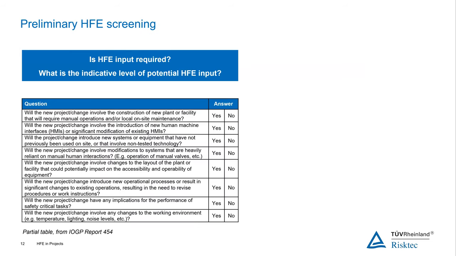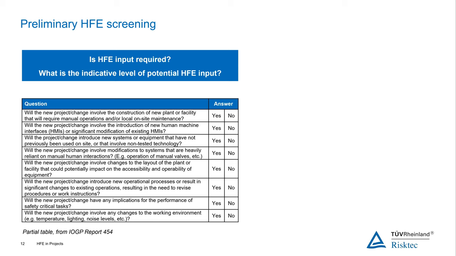And I should say that what I'm going to show you here is from this IOGP 454 report. The report is intended for non-HF professionals, so not people like me, but people that may not know as much about HFE. The idea is that it gives you enough understanding that you can gain an idea of what you need to do and when to bring somebody else in to provide that detail. It gives you lots of tools to help you work out what you need to do, what that looks like, and how much input you need. And then I can bring in a specialist if I need to.